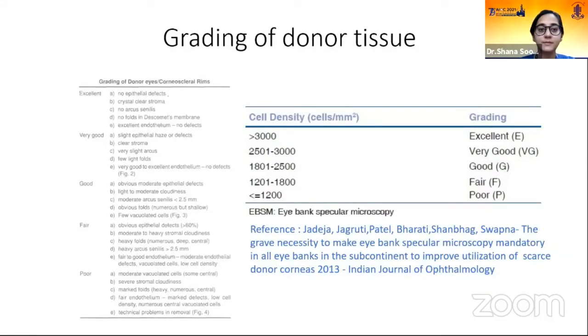Another indication for specular microscopy is grading of donor tissue. Grading of donor tissue in cornea is done, of course, using slit lamp with all these parameters based on the epithelium, the stroma, the Descemet's and the endothelium. After grading it on slit lamp, we do send the tissue for specular microscopy. And based on the cell count, we grade the cornea as excellent, very good, good, fair, and poor. Excellent corneas go for optical and endothelial keratoplasties, penetrating. Of course, fair corneas go for therapeutic cases or tectonic cases.